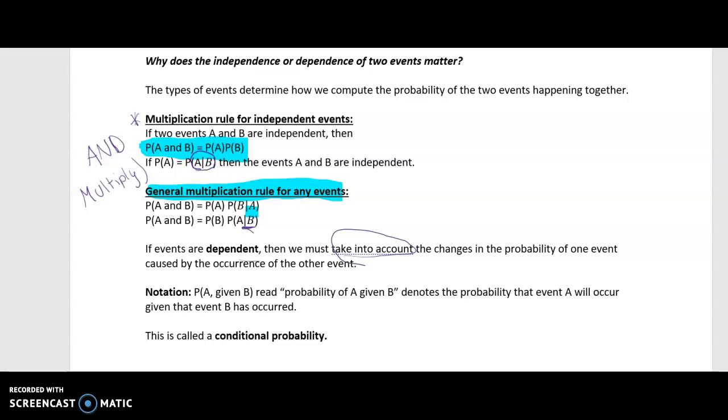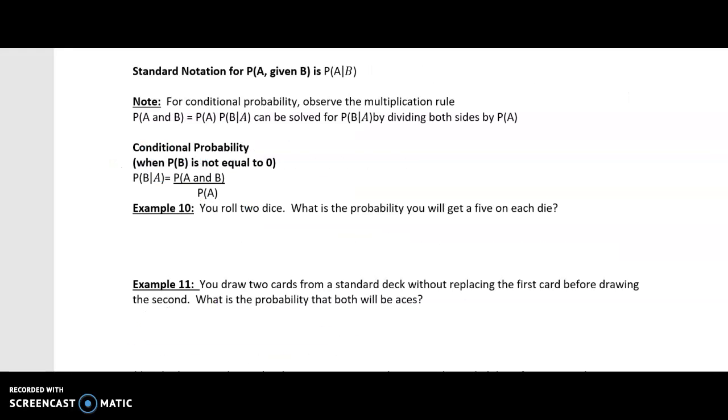So the notation, probability of A, we use a vertical line, given B, denotes the probability that an event A will occur, given that B already occurred. We call this conditional probability, and this video is all about conditional probability. Here are some manipulations of that conditional probability formula I just gave you, but let's take a look back at those examples. Our example labeled example 10, you roll 2 dice, what's the probability of getting a 5 on each die? Well, we have the probability of a 5 on the first and another 5.